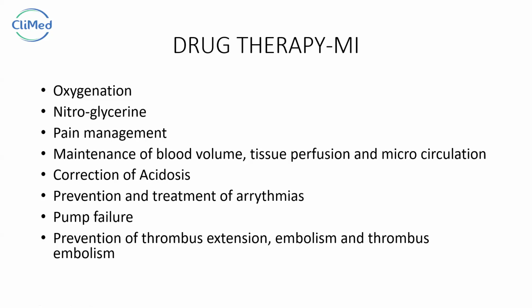Next is prevention and treatment of arrhythmias. In order to prevent arrhythmias, beta blockers along with ACE inhibitors can be used in case of no contraindications. Next is pump failure. Pump failure occurs when the cardiac output is reduced. In order to increase the cardiac output, diuretics like furosemide, vasodilators such as nitroglycerin, esmolol, or labetalol can be used. Also, inotropic agents like dopamine and dobutamine can be used.